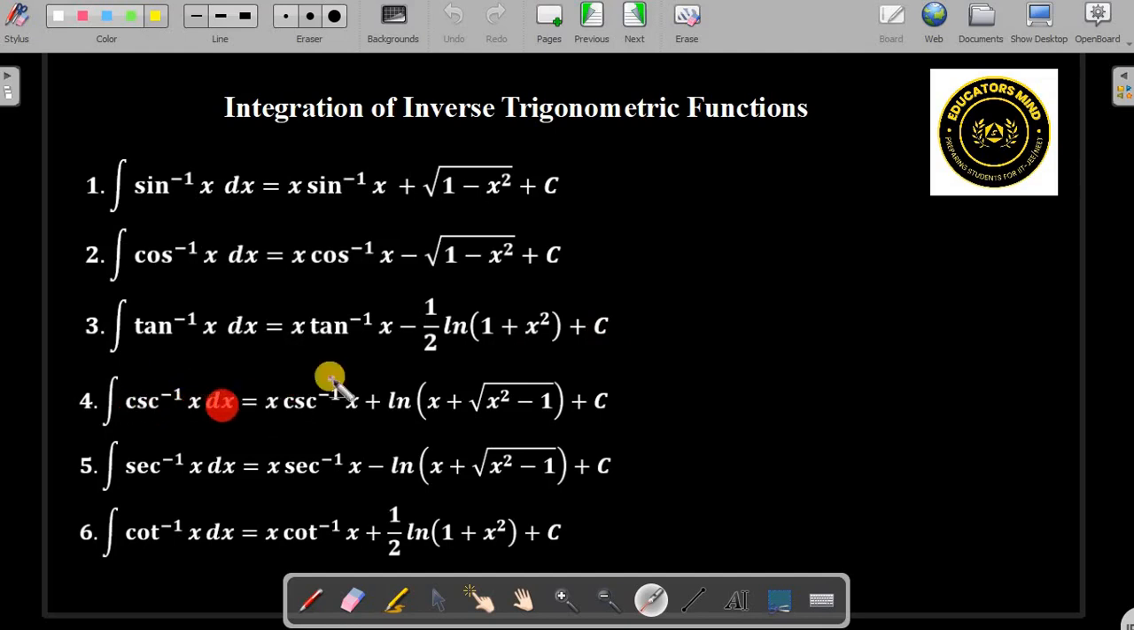Cosecant inverse x, okay, so x cosecant inverse x plus ln of x plus root under x square minus 1, plus c. Secant inverse x dx is x secant inverse x minus ln of x plus root under x square minus 1. Cot inverse x is x cot inverse x plus half ln of 1 plus x square.